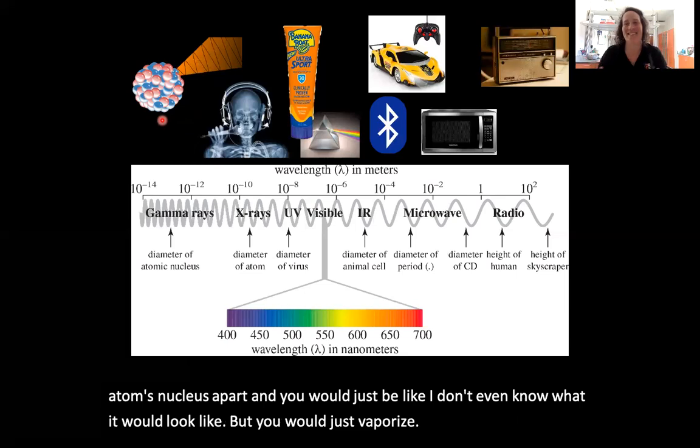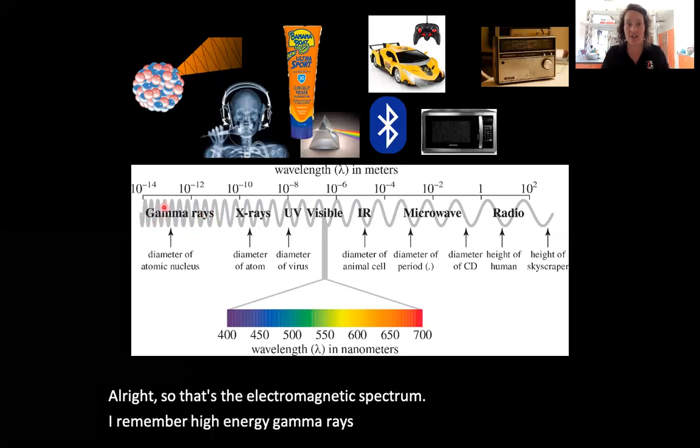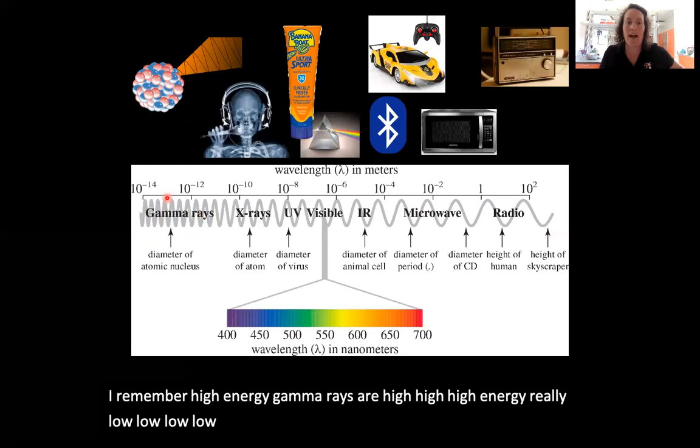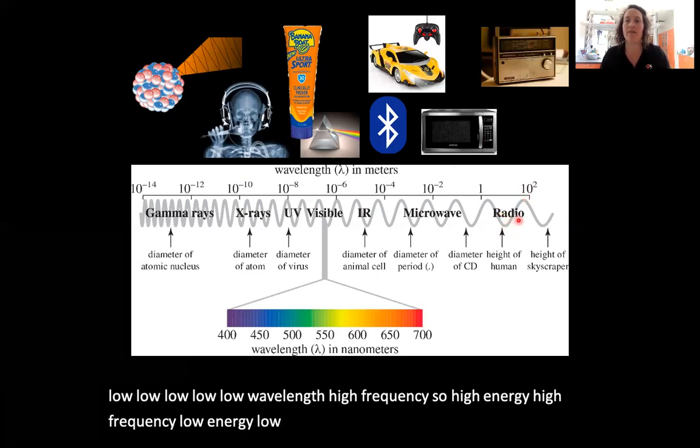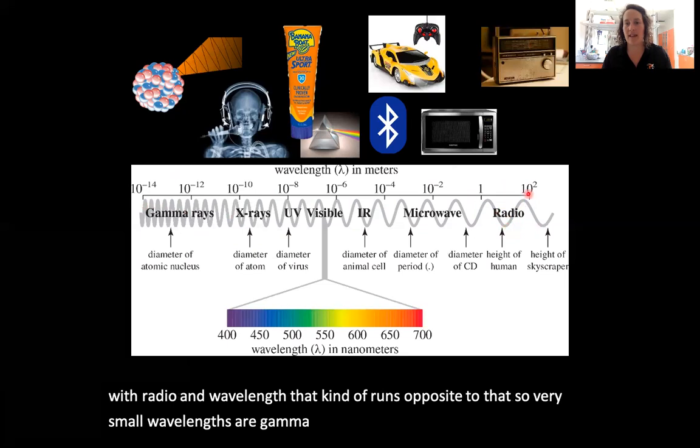All right, so that's the electromagnetic spectrum. Remember, gamma rays are high energy, really low wavelength, high frequency. So high energy, high frequency, and low energy, low frequency on the opposite end over here with radio. Okay. And wavelength runs opposite to that. So very small wavelengths are gamma rays, very large wavelengths are radio waves.